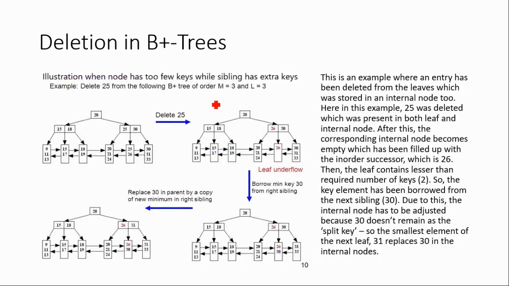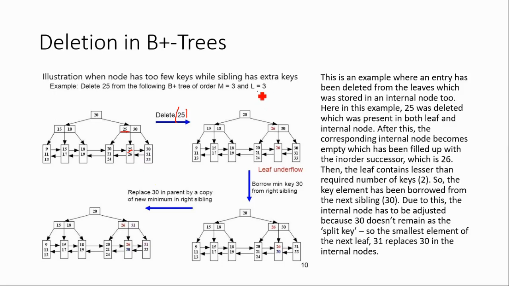And this is the example which shows the complex case. When the sibling and the entry which we have deleted has an entry in the internal nodes also, so we have to work accordingly. So here we are deleting 25. 25 is there in the internal node, so we have to delete it from both the leaf node and the internal node.